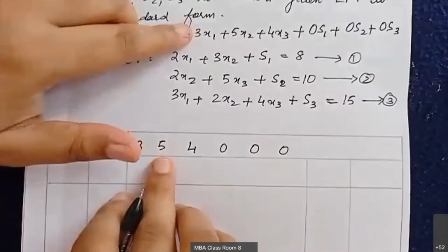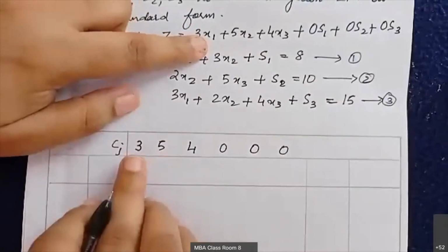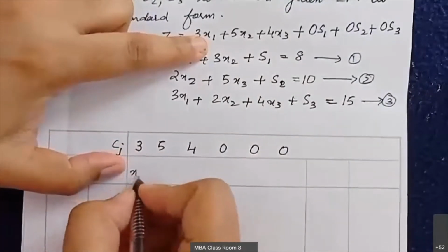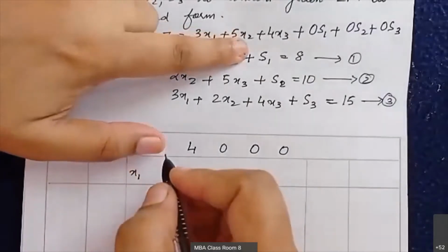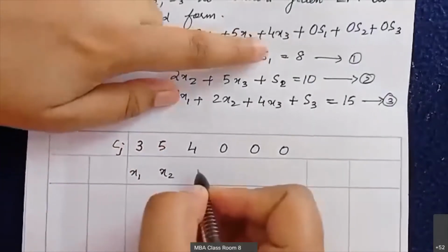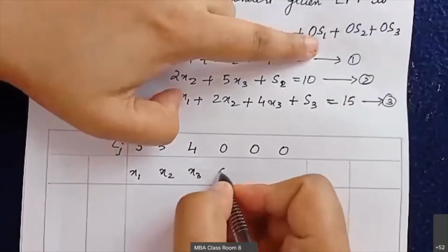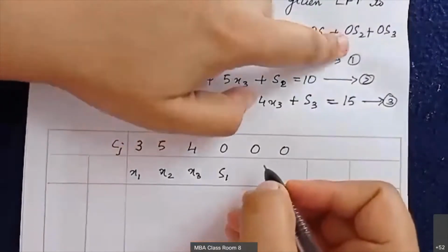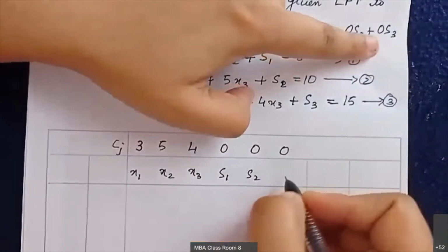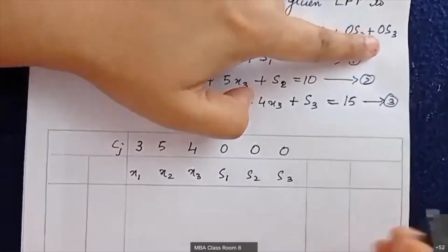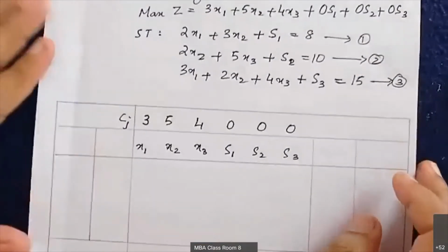Now 3 corresponds to x1, right? So under 3, I will write x1. 5 corresponds to x2, so I write x2 here. 4 corresponds to x3. 0 corresponds to s1. Over here 0 corresponds to s2 and the last 0 corresponds to s3. So I write it that way.